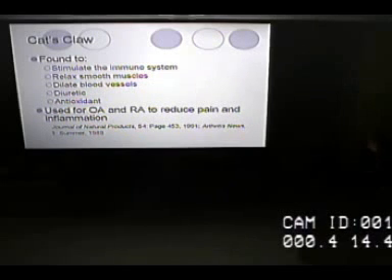Cat's claw, too. This stimulates the immune system, relaxes smooth muscles, dilates blood vessels, is a diuretic as well as antioxidant. And I've seen some studies used for osteoarthritis and rheumatoid arthritis to reduce pain and inflammation.